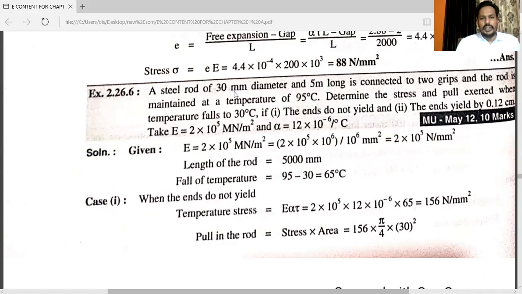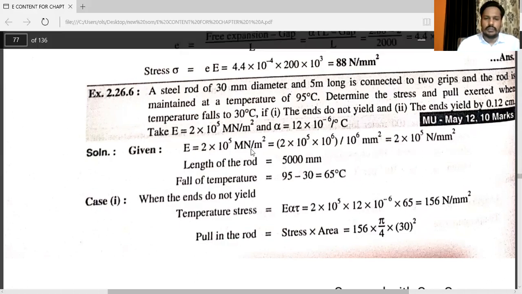Diameter is given, that is 30 mm. Length is given, that is 5 meter. Temperature: 95 degrees Celsius minus 30, because temperature falls to 30 degree. So 95 minus 30, fall of temperature, that is 65 degrees Celsius. Young's modulus is given in meganewton, so you have to multiply by 10 raised to 6. So the value will be, you can see, 2 into 10 raised to 5 Newton per mm square.